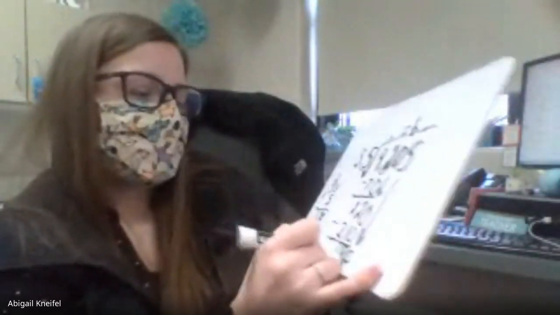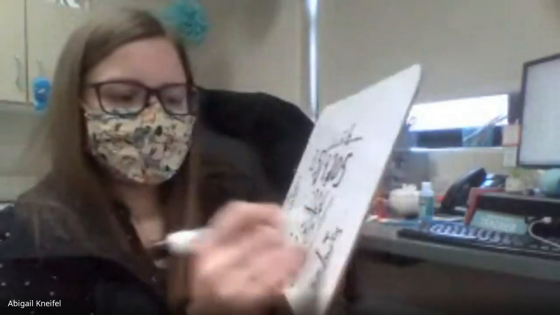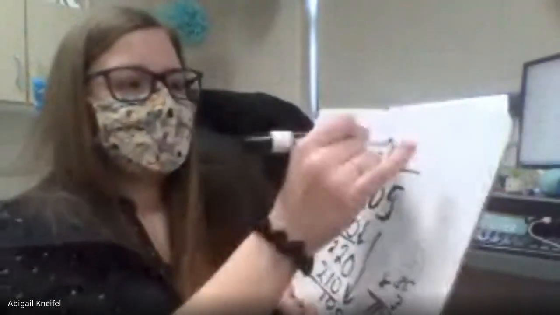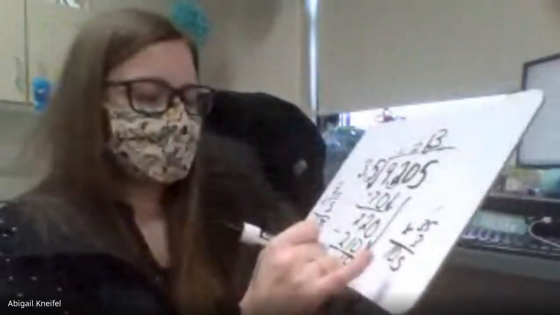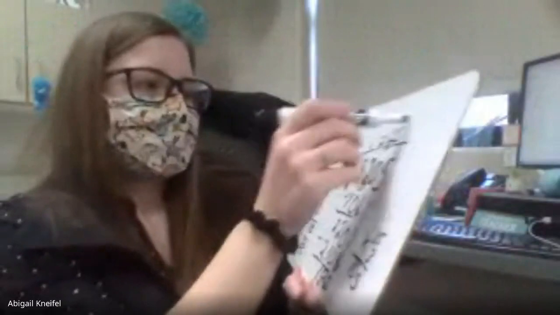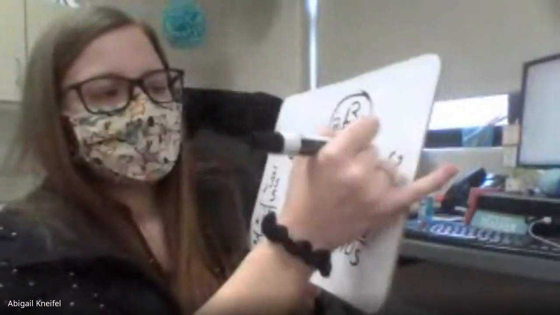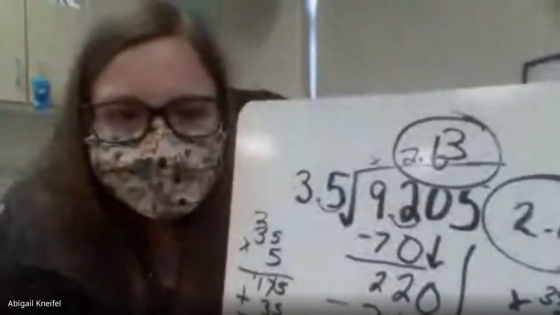Oh, yeah, okay. Now, how many times can 35 go into 105? Let's do 35 times 3. 3 times 105. So, my answer is... I got 2 and 63 hundredths. 2 and 63 hundredths. 2.63.